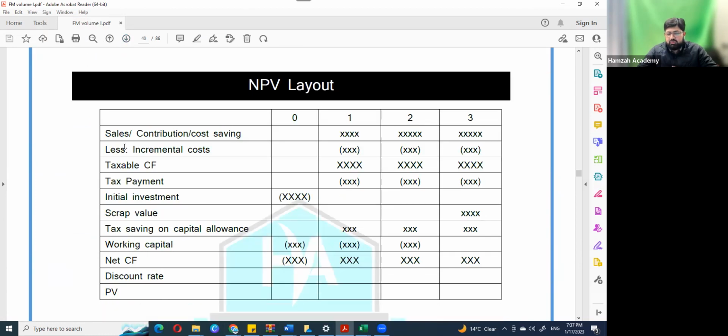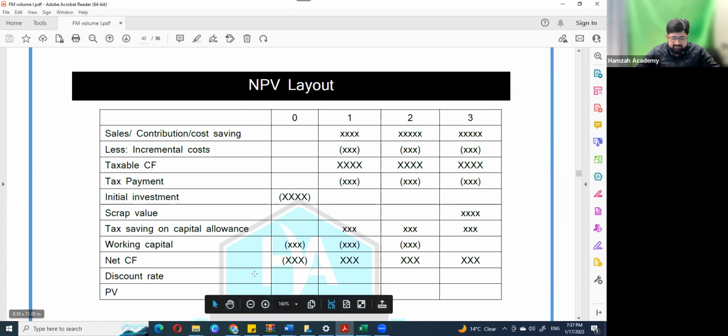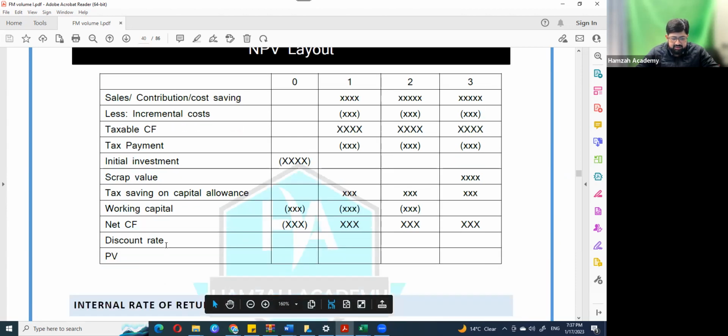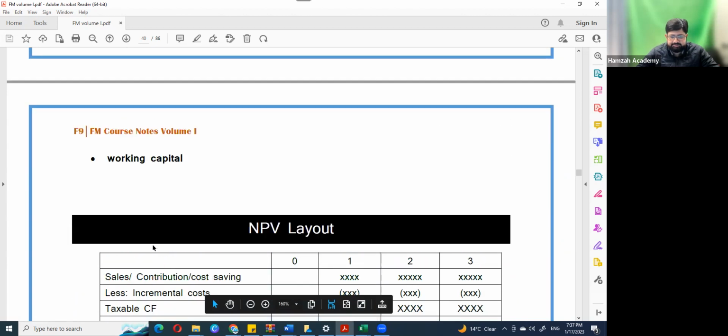here is the layout in front of you. Sales minus incremental cost. Different costs are there. That is, for example, a variable cost, incremental fixed cost. Then there are taxable cash flows, tax payments on the taxable cash flows, initial investment, scrap value, and we calculate net cash flows. Then discounted, and then NPV is calculated.